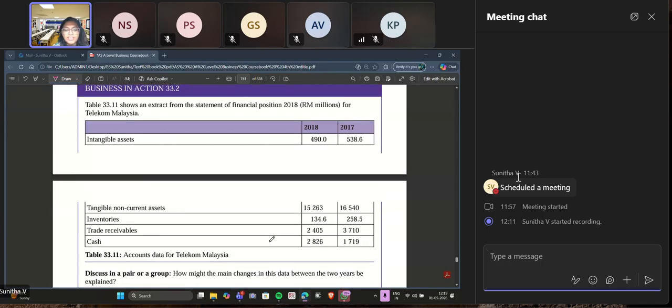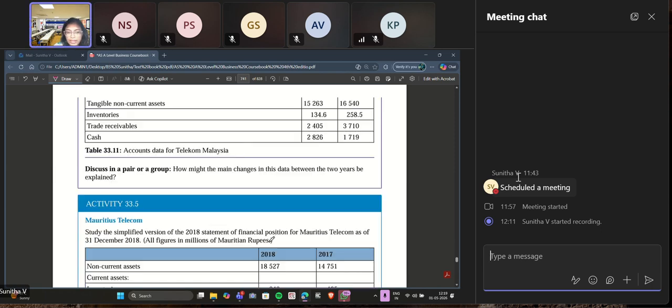Non-current liabilities. Give me an example of non-current liabilities. Long-term bank loans. Yes, very good. And one more. Debentures. Correct. Debentures and long-term bank loans.